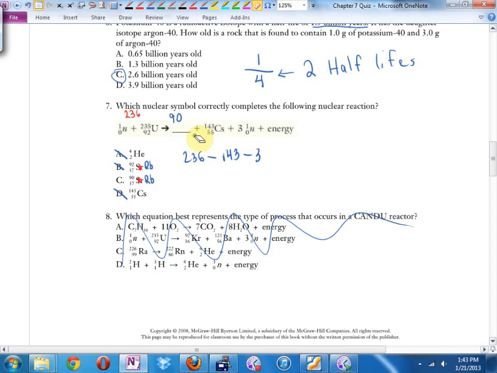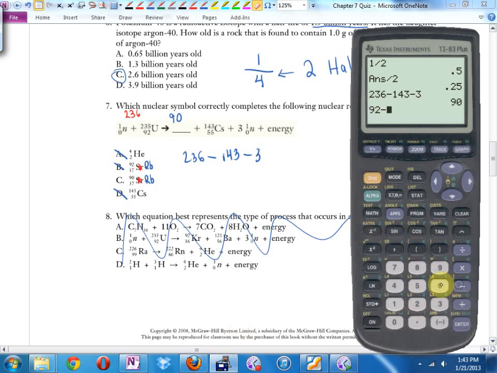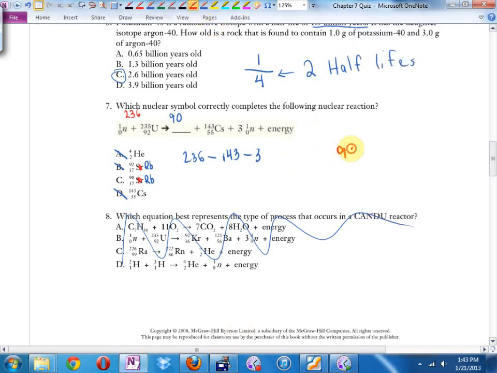So I got 55. I started out with 92. If I go 92 take away 55, the atomic number has to be 37. And if I look on my pink sheet, element number 37 is rubidium. So even if it wasn't multiple choice, if it was a written question, I could still fill in all the blanks. I hope. Turn the page.